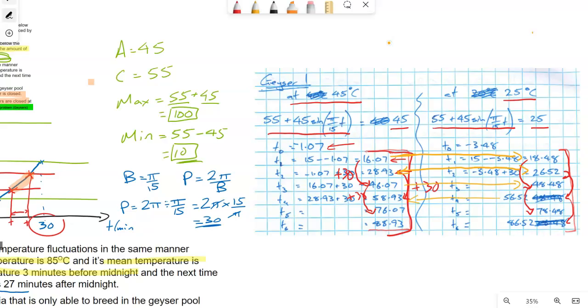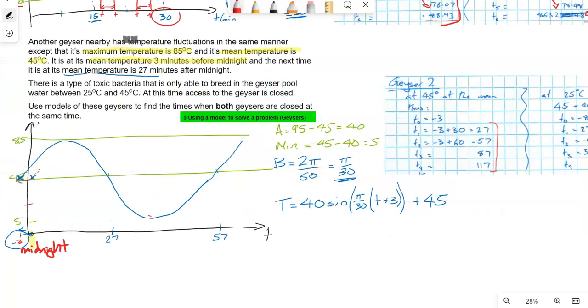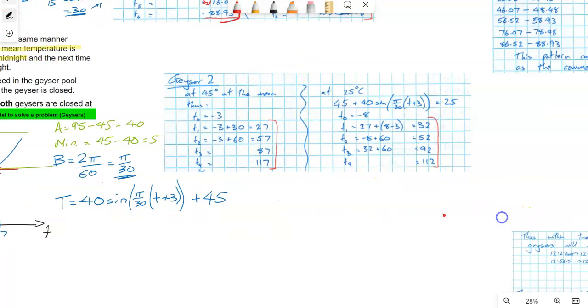Cool. And we look at geyser number 2, and again, geyser number 2 is closed when it's above 20, is it 25? Just about there. And when it's below 45, which just happens to be the mean, where it's at the middle. So we've already got an idea of that. So it's closed again between here and here, and between here and here, between those values and those values. We're doing the exact same thing again, so I'm not going to re-explain that.